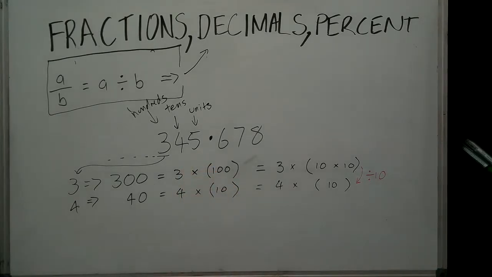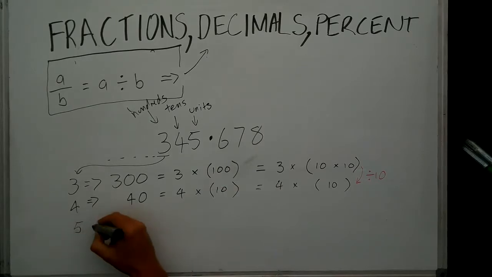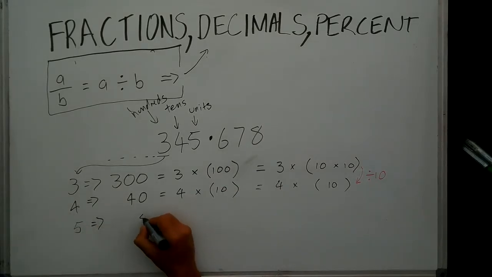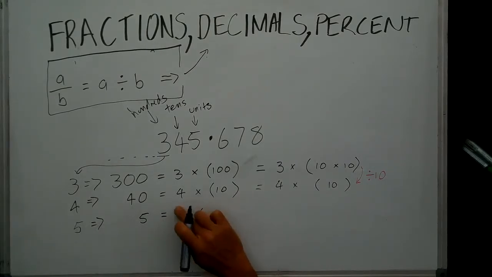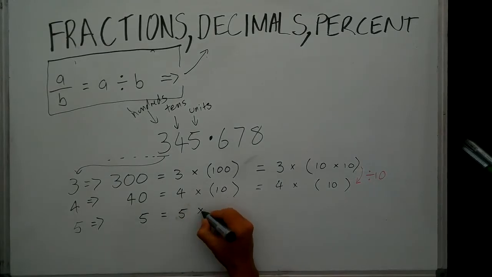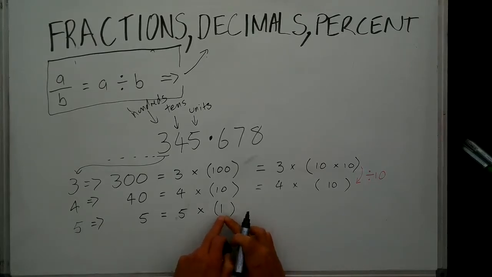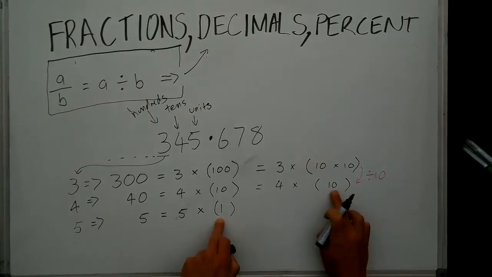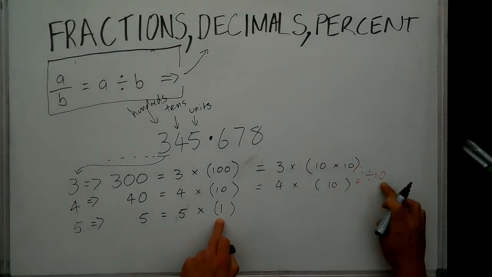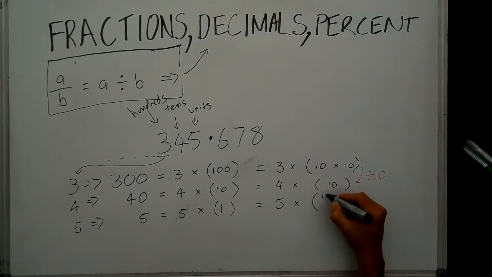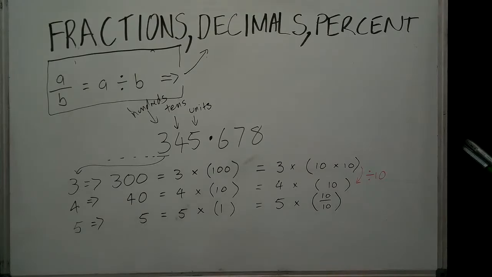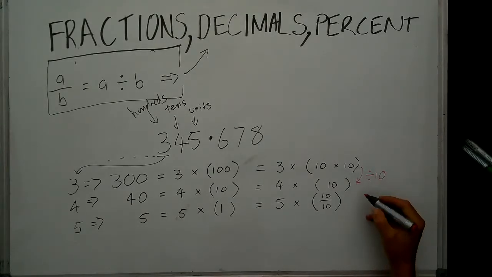So when we get down to the units, 5 represents 5, nothing remarkable there, which is 5 times 1. So I'm just going to write that like that. In this next thing, I'm just going to start with what's in the brackets here and divide by 10. This is 5 times, just so that we have this repeating pattern of, we're going to divide by 10 again.